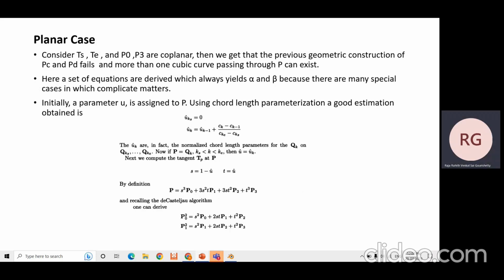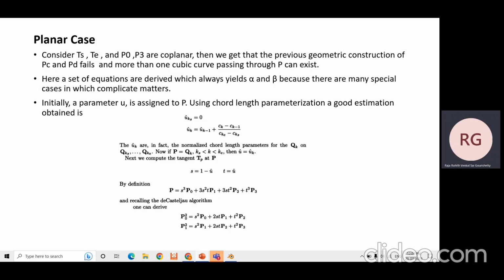Initially, a parameter u is assigned to P using chord length parameterization. A good estimation is obtained. First, we take u cap of ks equal to 0 and u cap of k equal to u cap of k minus 1 plus ck minus ck minus 1 by cke minus cks. Here the u cap k are in fact the normalized chord length parameters for the qk, from qks to qke. If P equals qk, where ks is less than k less than ke, then u cap will be u cap k.